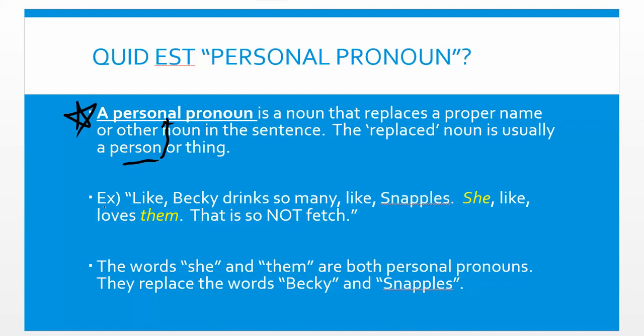My example: Becky drinks so many Snapples, she loves them. That is so not fetch. The words she and them are personal pronouns because they are replacing the words Becky and Snapples from the previous sentence.